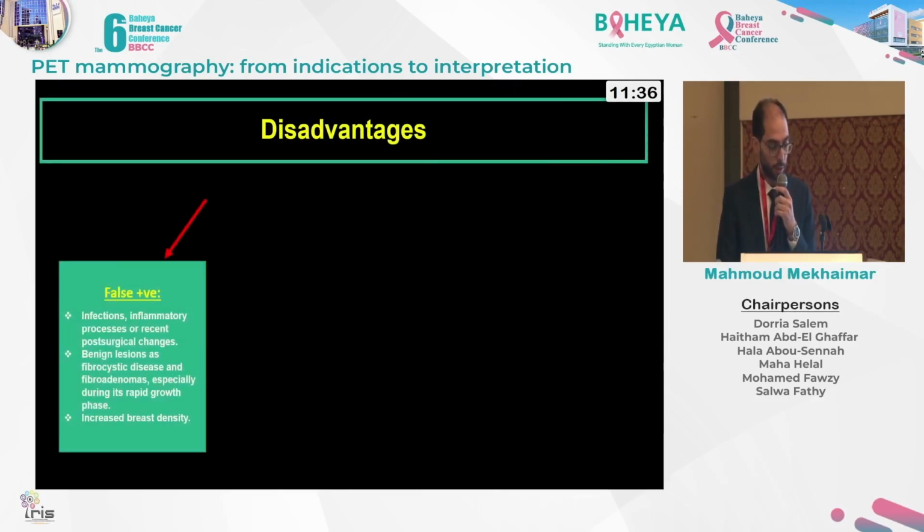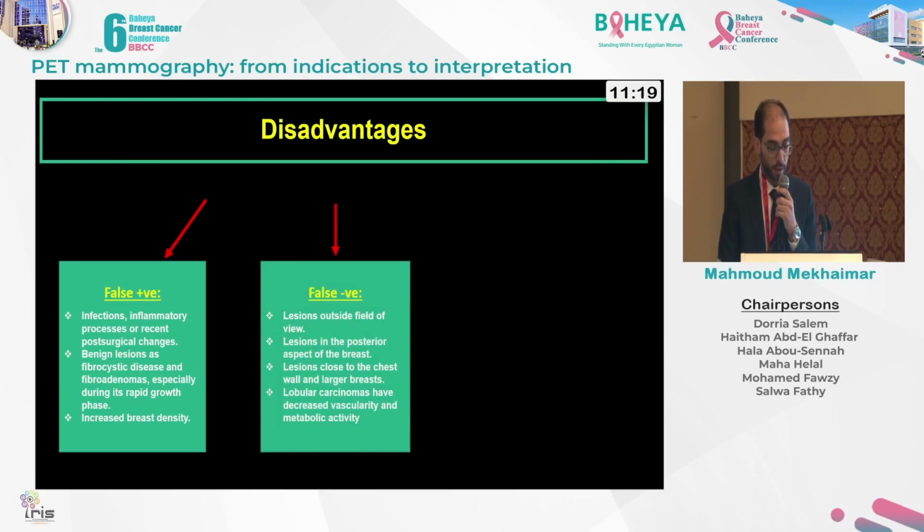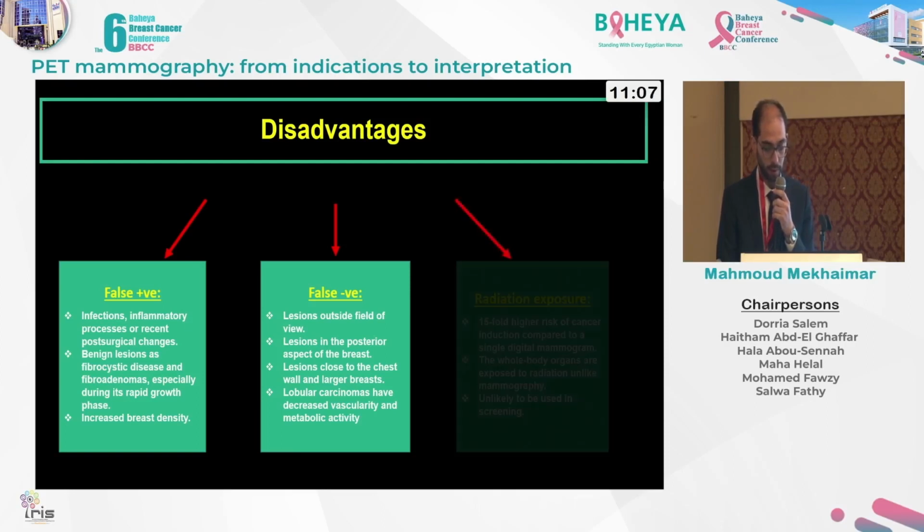The disadvantages can be grouped into false positive results, either due to infection, inflammatory process, or recent post-operative changes, and benign lesions such as fibrocystic disease and fibroadenoma, especially during the rapid growth phase and with increased breast density. False negative results can be due to lesions outside the field of view, lesions in the posterior aspect of the breast, lesions close to the chest wall, and larger breasts. Lobular carcinoma has decreased vascularity and metabolic activity.